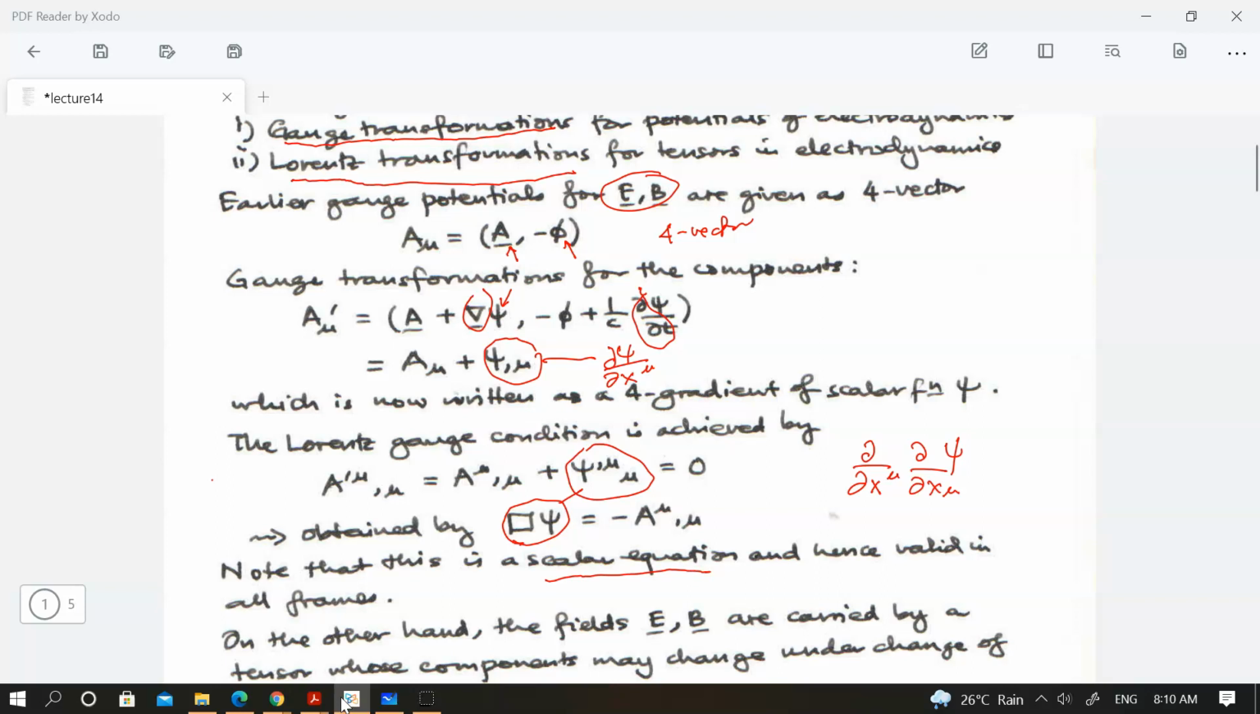when you have scalars, their properties don't change under a change of reference frames. In other words, there are no components like for vectors or tensors; given a particular point, they are just pure numbers. The pure numbers will appear the same in all reference frames. So this Lorentz gauge condition, once you fix it in one frame, will be valid in other frames as well. That's the main idea.